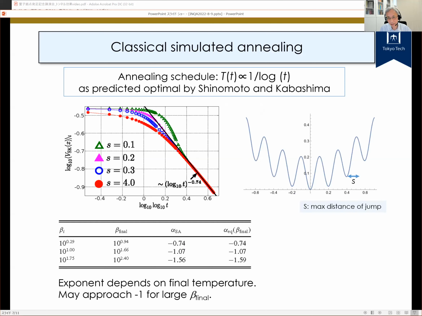And let's see what happens for the classical case. If we take this annealing schedule predicted optimal by Shinomoto and Kawashima, we found that the residual energy decreases logarithmically, with the inverse of some power. And this power, in this case 0.74, depends upon the stage, around 1. Not exactly 1. Probably because if the final temperature is much lower than these values, this -1 may be recovered, but we couldn't confirm it numerically because it takes a very long time.